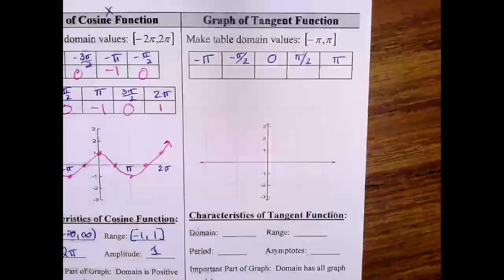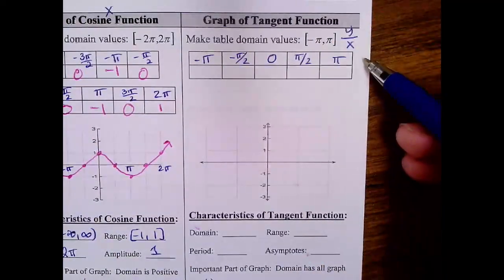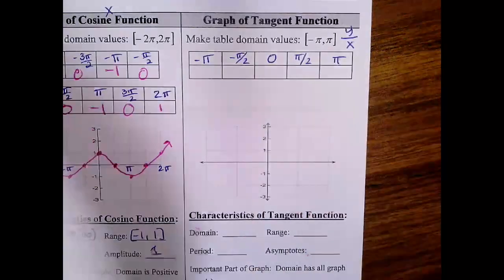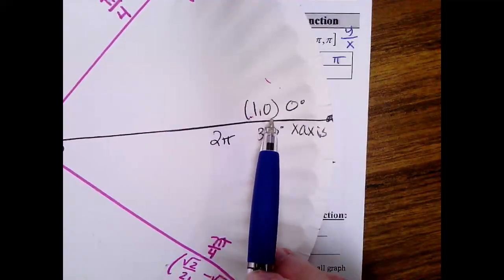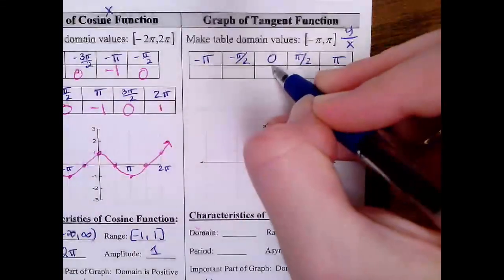All right, and remember for tangent, it's y over x. So you're taking the y value and putting it over the x value and then simplifying, okay? So if I have my plate starting, we'll just start at 0 because that's kind of easy. The y is 0, the x is 1. 0 divided by 1 is 0.